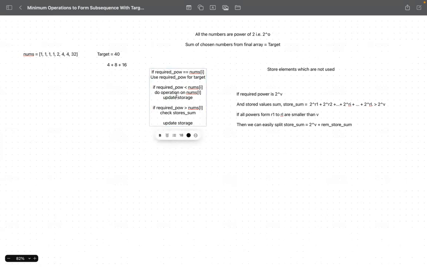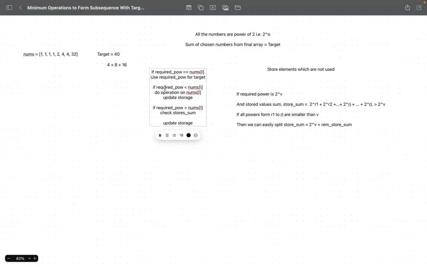So you do operations, and after doing operations, you check if you are getting the required power. Obviously you will get the required power because num size is greater. So if required power is 4 and num size is 8, then you can just split it into 4 and 4. Obviously you will get required power.